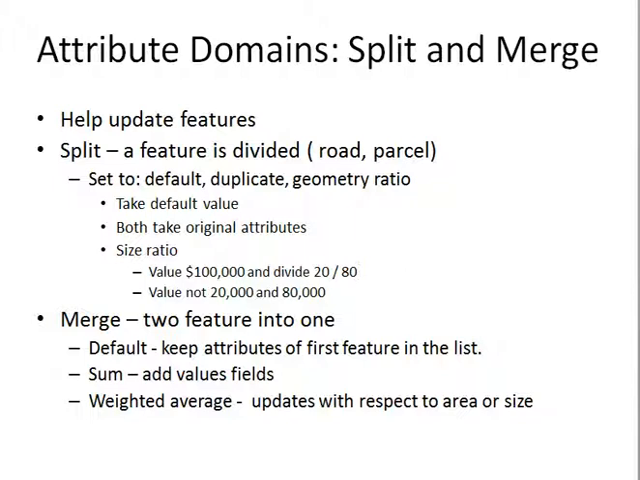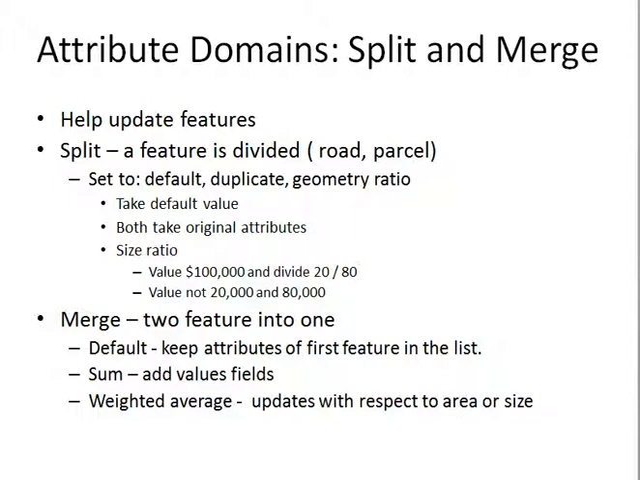So if I divide a polygon 20-80% and the value was 100,000 in the beginning, then after I divide it, the value in the area that's 20% will be 20,000, and the value in the area that's 80% will be 80,000.